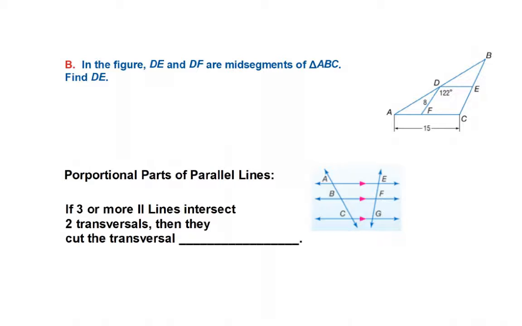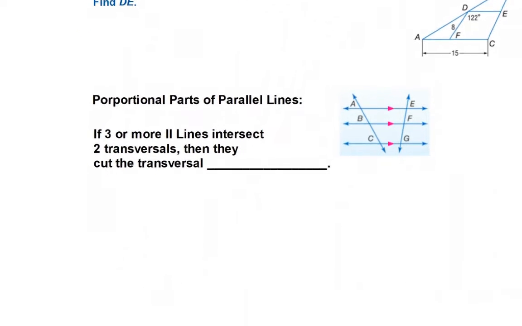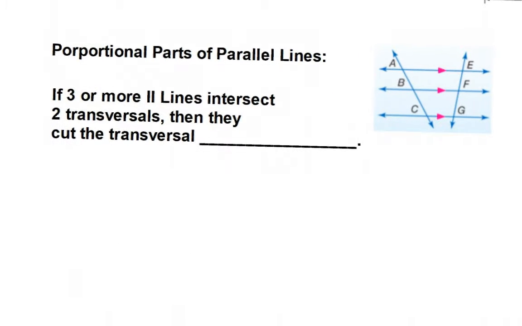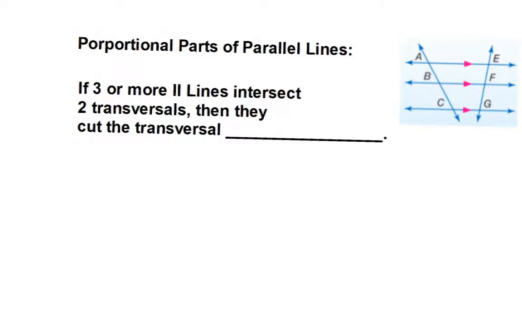All right. So we're going to skip the top one. I think you guys are good on it. The bottom one right here, we don't have to make a full triangle. If we have 3 or more parallel lines, if they're intersected by a transversal, then they cut the transversal proportionally.